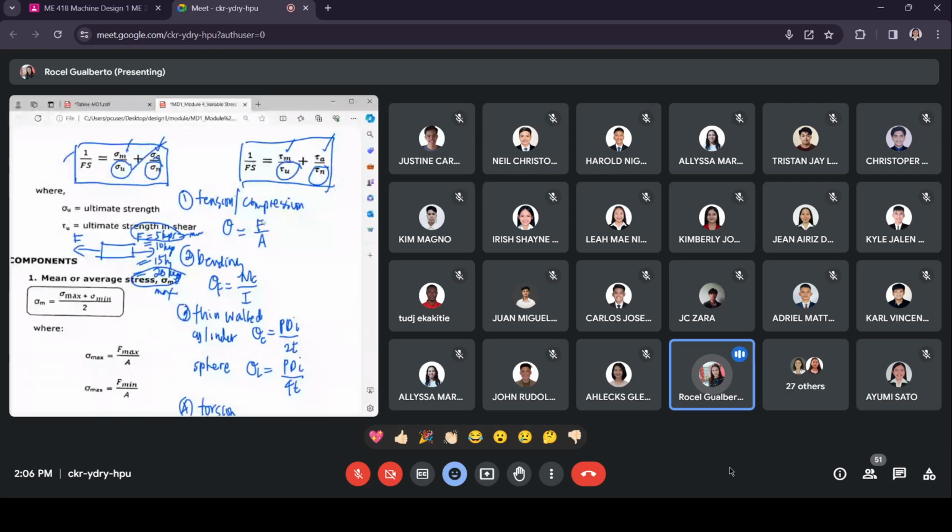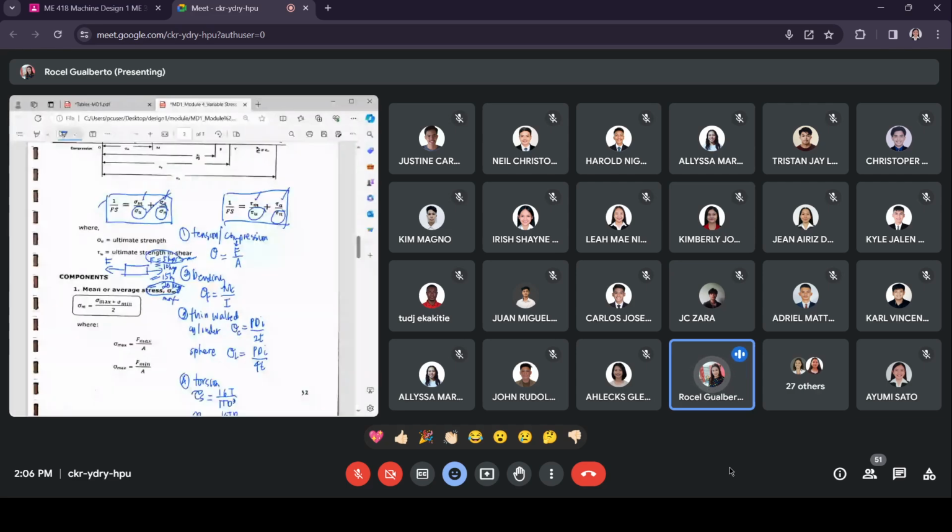So in our equation here, for the stress, it is the force that varies. So in tension and compression, this one is varying, so you simply choose the F minimum and the F maximum. On bending naman po, it is the moment that varies.